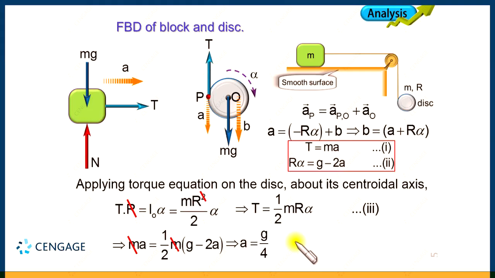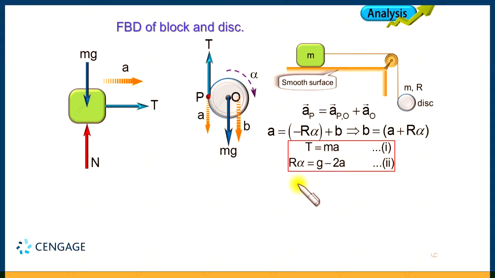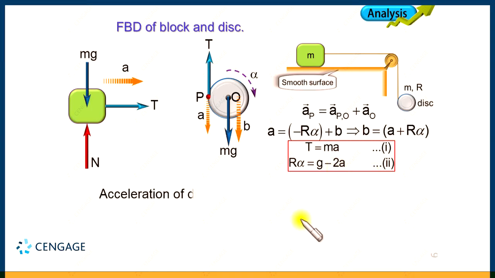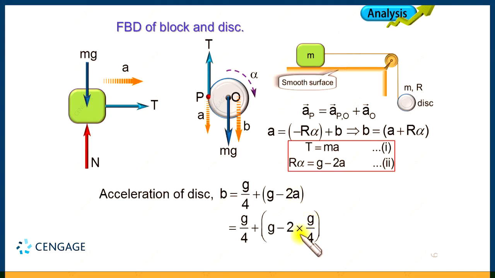So let us move to the final concluding part. Let us write B equal to A plus R alpha, and A equal to, we have calculated, G by 4, and R alpha equal to this one. So let us substitute the value. So the acceleration of the disk will be this one. Now we can solve, right? We can substitute the value of A again, that is G by 4. So we can now finally solve the equation, and it is equal to 3 G by 4. That means the acceleration of the center of the disk will be equal to 3 G divided by 4.